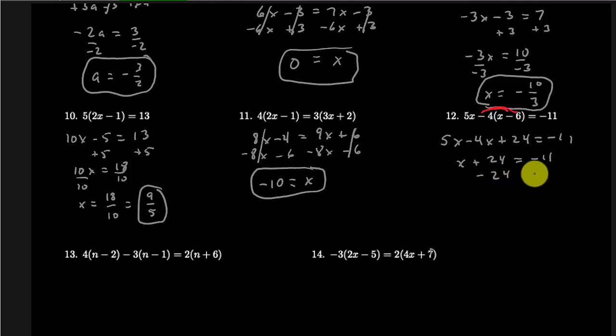And then we're going to subtract 24 to both sides. And so we get x is equal to negative, what is that, negative 35. And there's your answer.